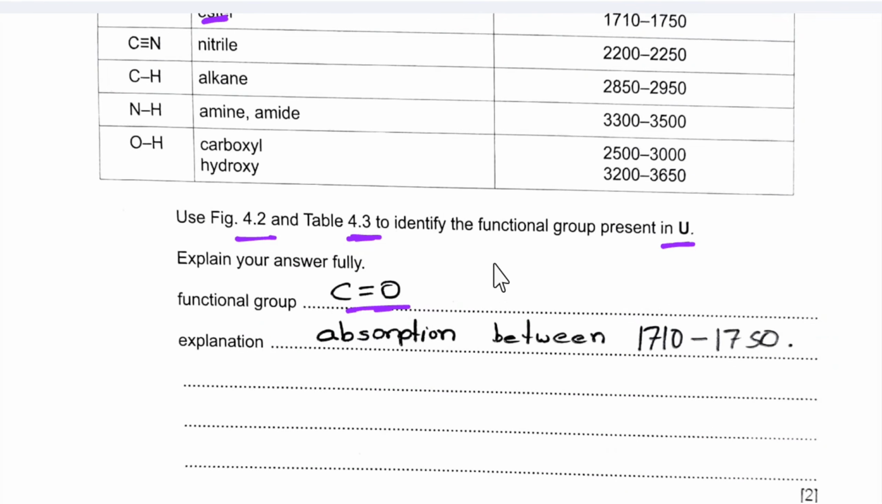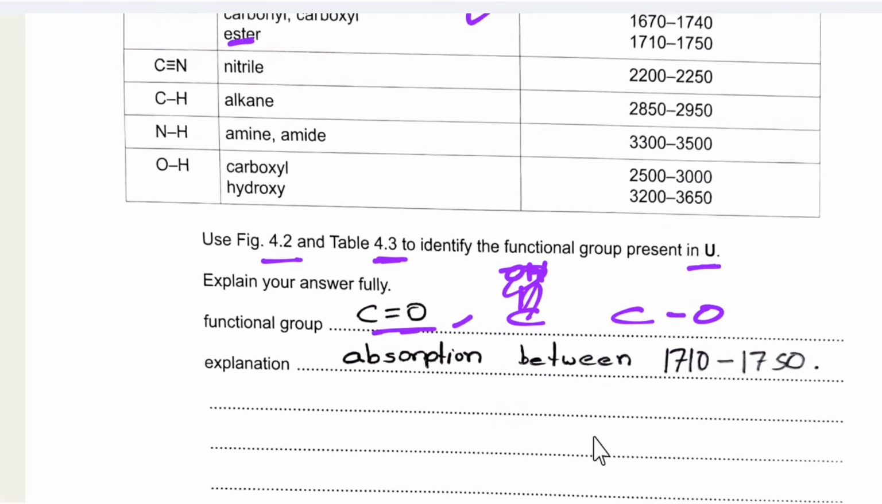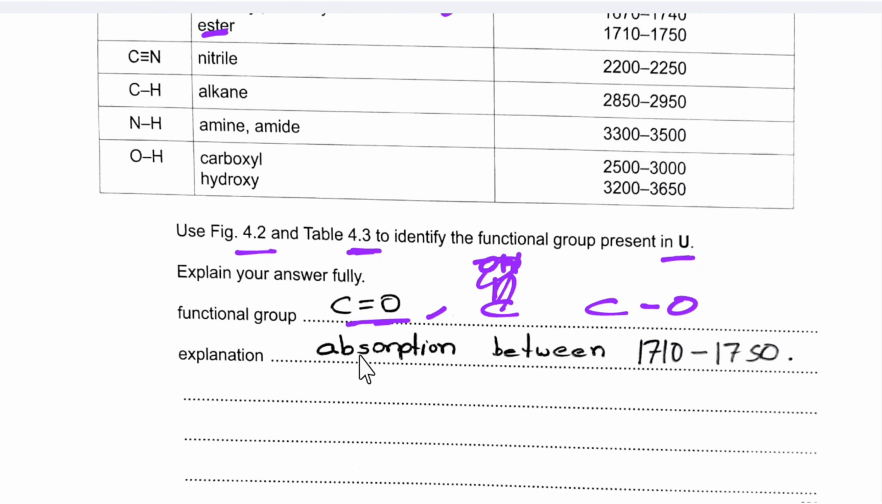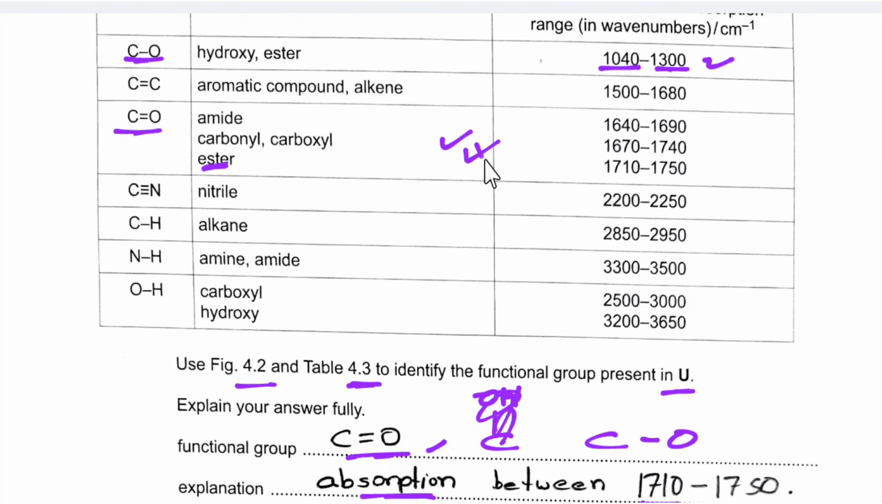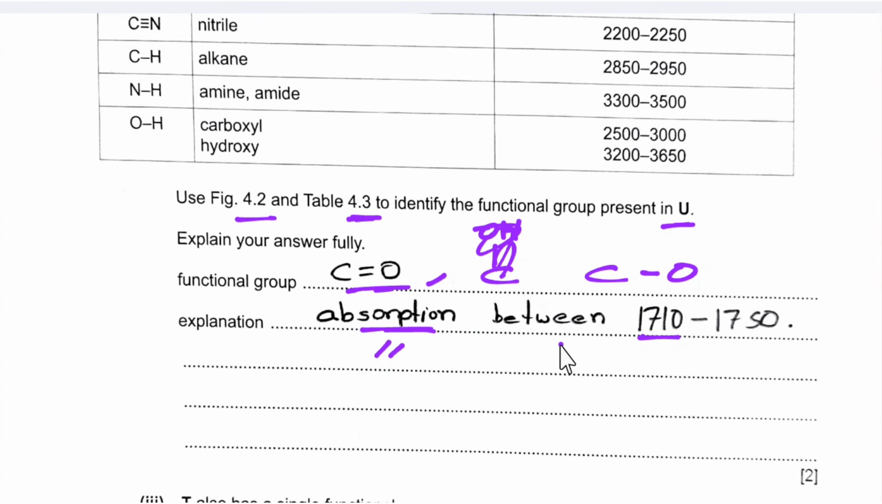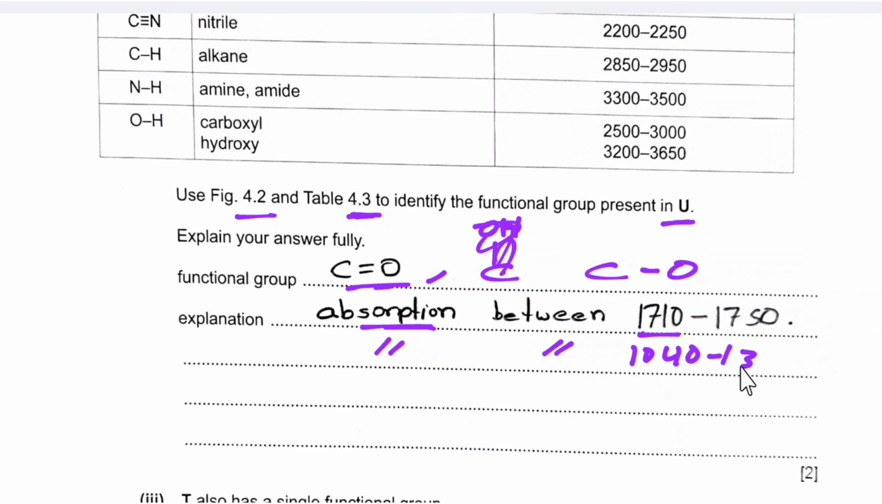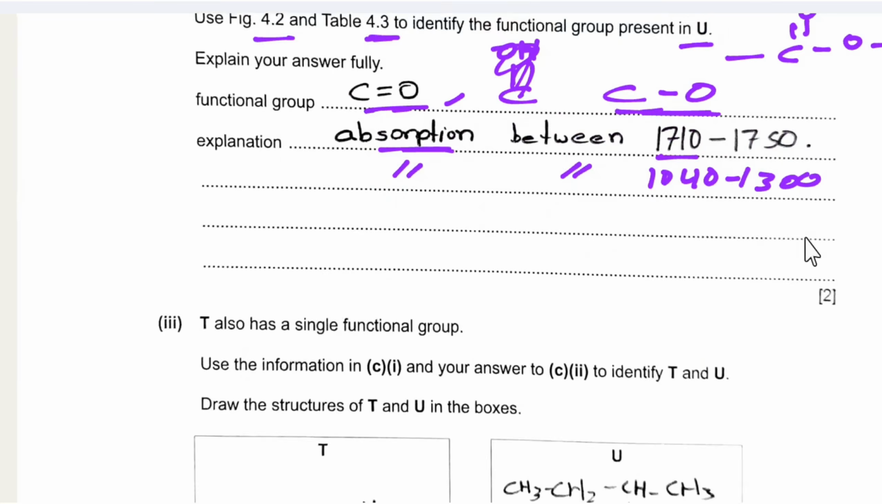Also here we can see that C single bond O is present, that is the C-O group is also present. So it must be an ester, and the absorption between 1700 and 1750, that is the presence of C double bond O, and 1040 to 1300 implies that C-O is also present. So COO, that is an ester.